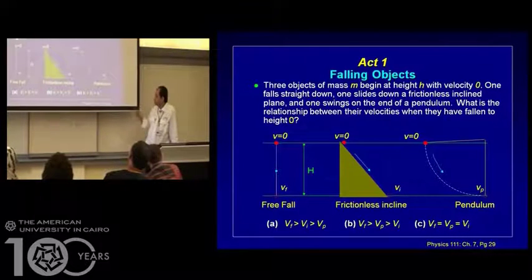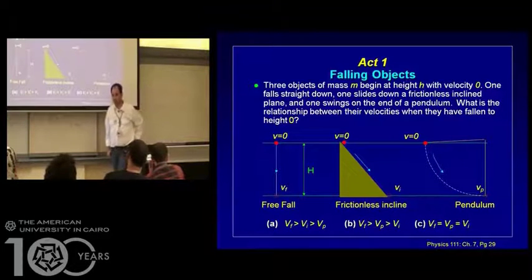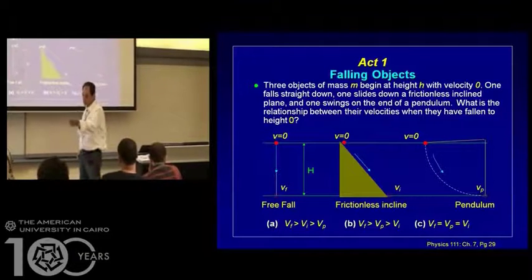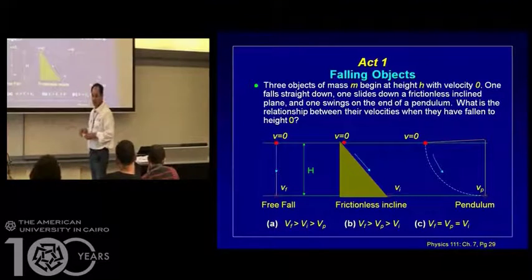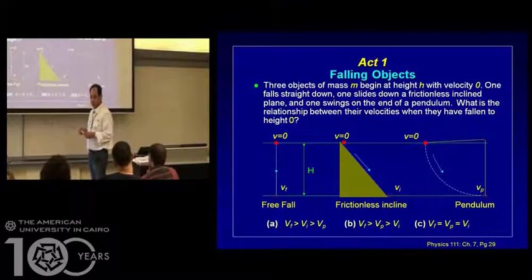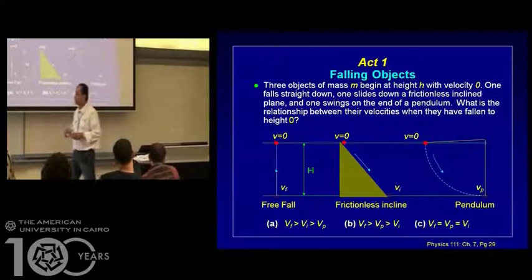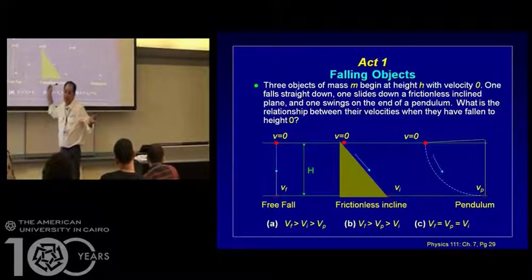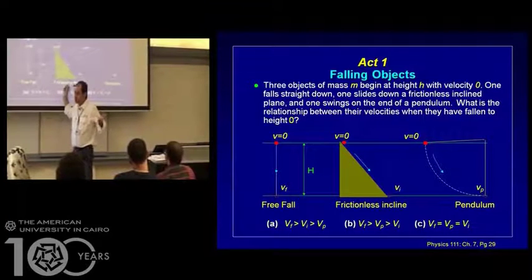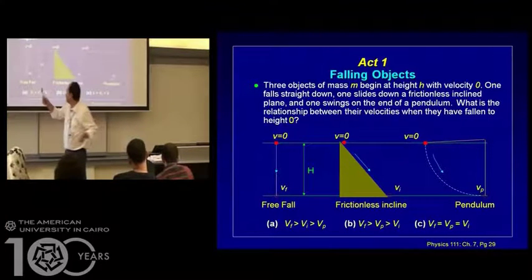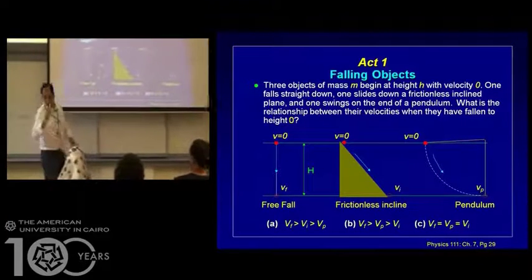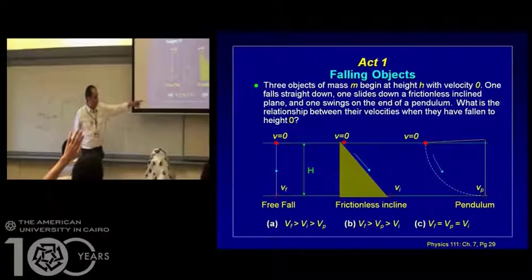But I'm talking about velocity. So what you're saying is the change in the work done for the 3 of them is going to be mainly due to gravity, and the work done in the 3 cases is going to be mg times h. Correct. That's the work done. I'm talking about the velocity.